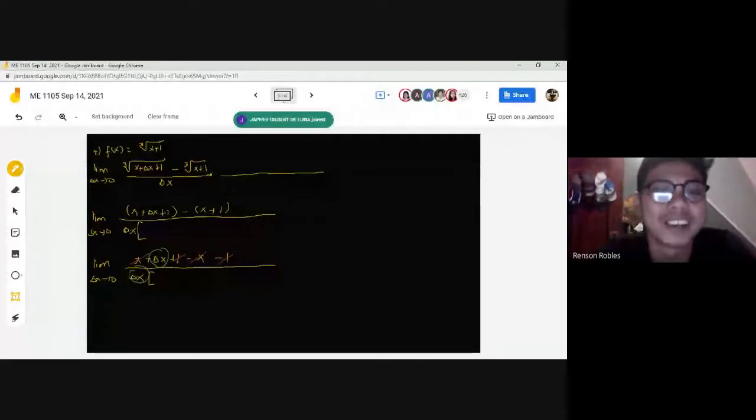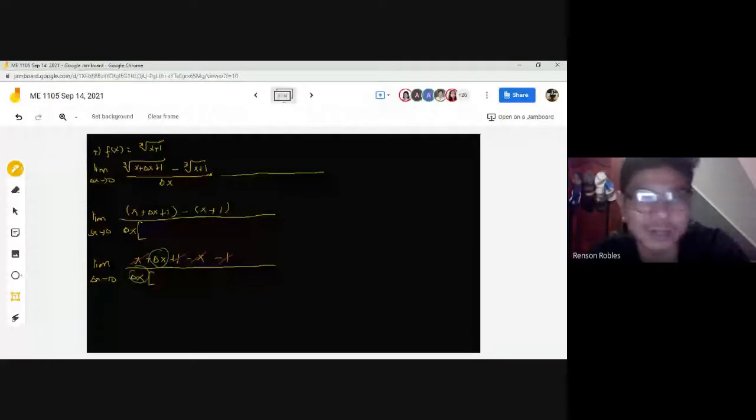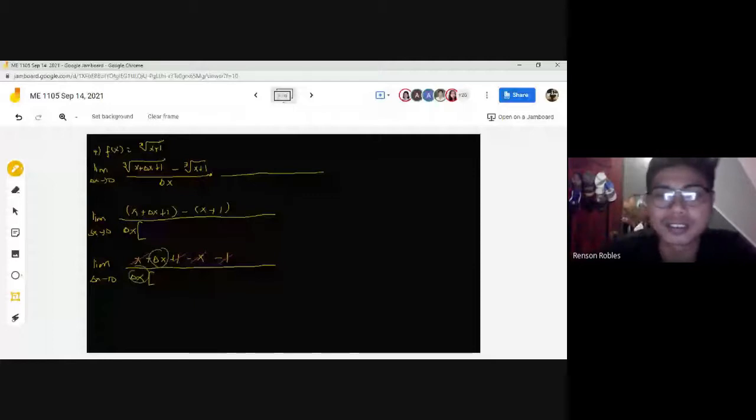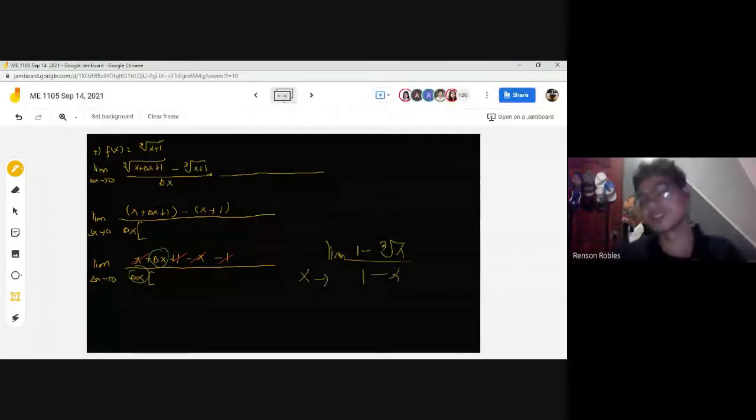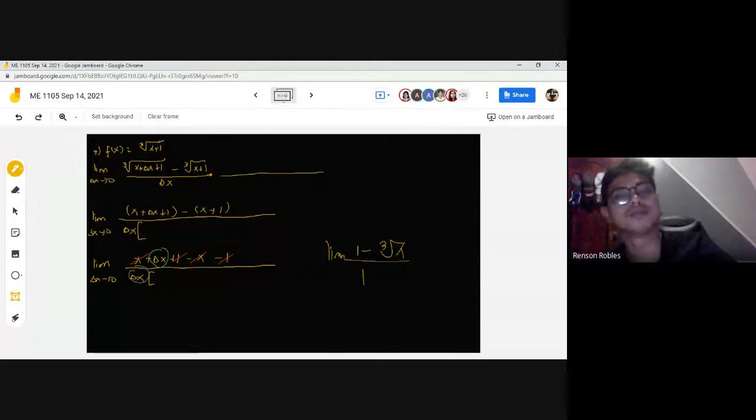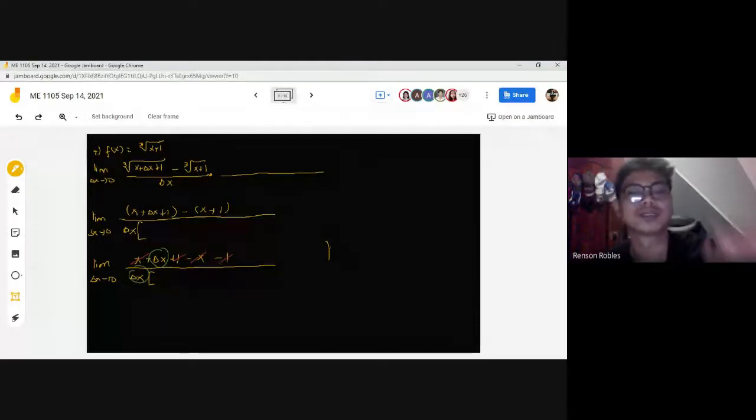Okay, so what will be our multiplier? I think we have discussed that last time when we discussed the limit. It's just the same thing as the limit of 1 minus cube root of x all over 1 minus x as x approaches 1. We will apply the same technique here. What will be our multiplier?